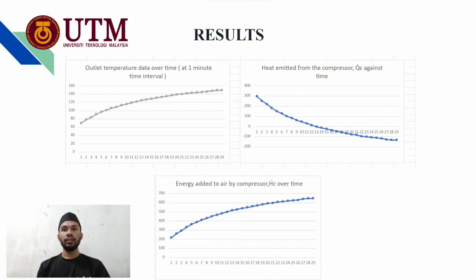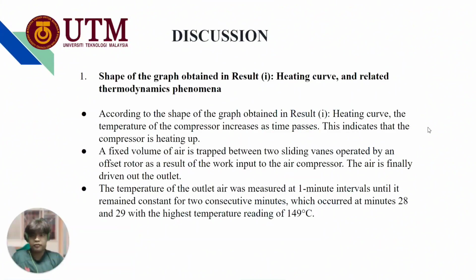We can see that this graph on the bottom of the slide is slightly increased, like the graph for the outlet temperature against time. We also plot the graph for heat emitted from the compressor, which is Qc against time. This graph on the left at the top is very different. The graph is slightly decreased as you can see on the slide.